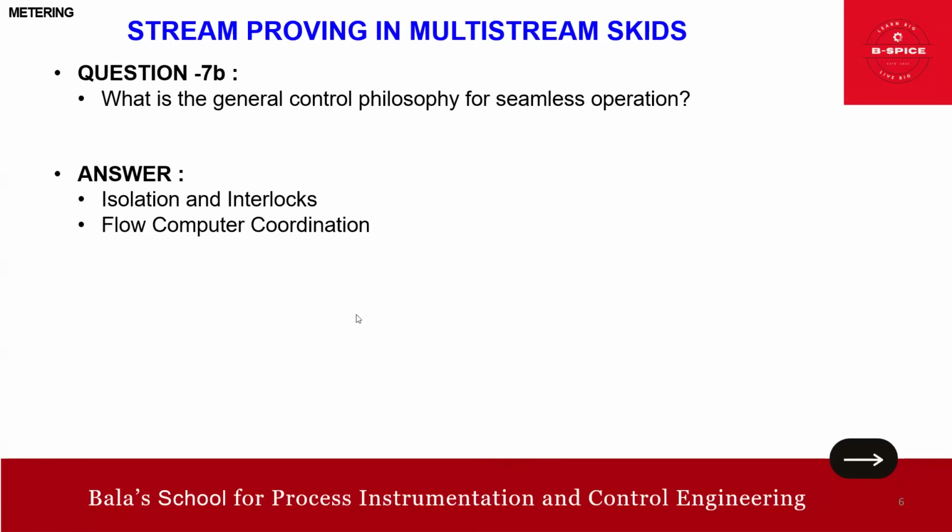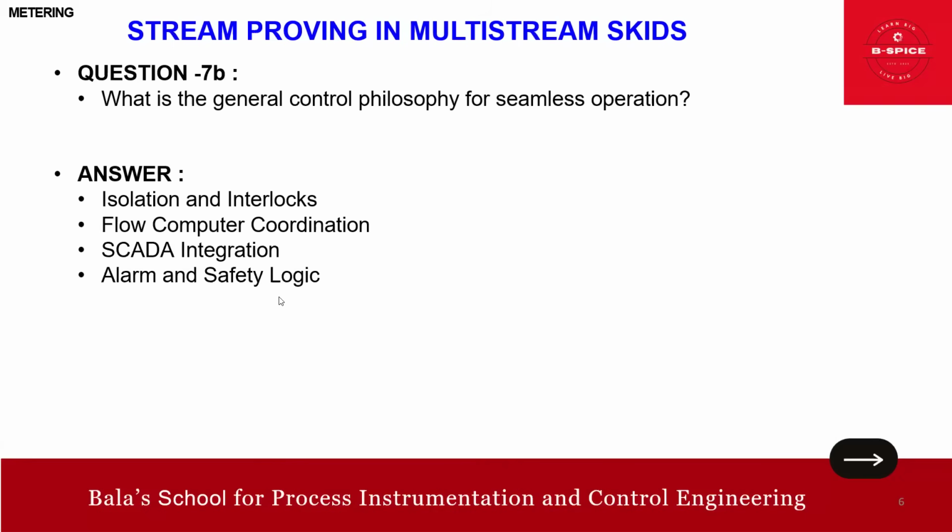Then second is the flow computer coordination. The flow computer switches the stream to the proving mode, applies the meter factor, updates post proving, then maintains the custody transfer data integrity for the other streams. Then not only that, SCADA integration also: SCADA displays proving status, active stream and flow rates, logs proving events and also updates the meter factor. It allows manual override if needed. So this SCADA integration is also needed.